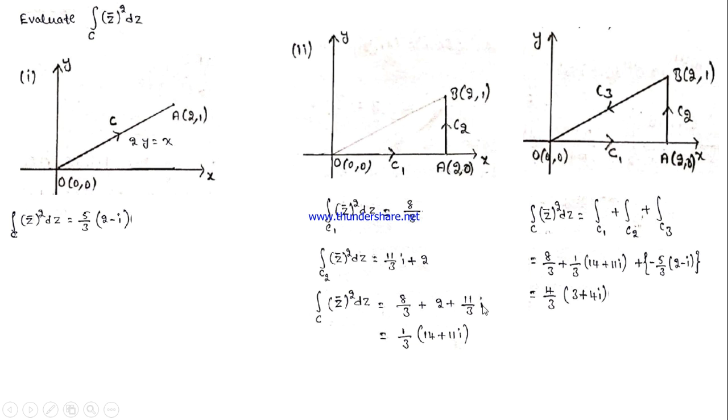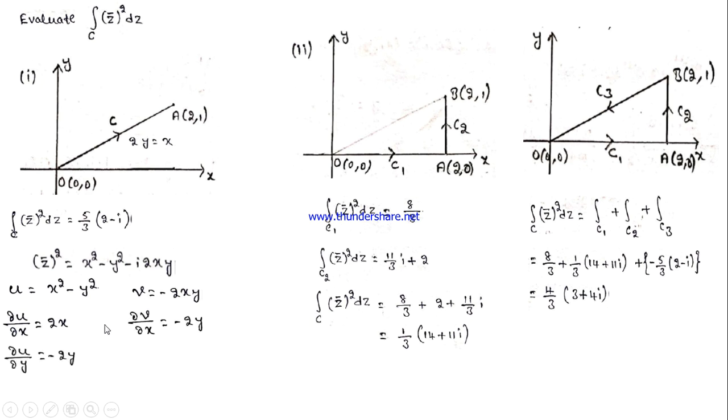So what is wrong with this integrand? Let me check that. z bar whole square is this, which means u, the real part, is x square minus y square, and the imaginary part is minus 2xy. Find dou u by dou x, dou v by dou x, dou u by dou y, dou v by dou y. You can note dou u by dou x should be same as dou v by dou y. These two are not same here, and dou v by dou x should be negative of dou u by dou y, but these two are becoming equal. So both the conditions are not satisfied here.